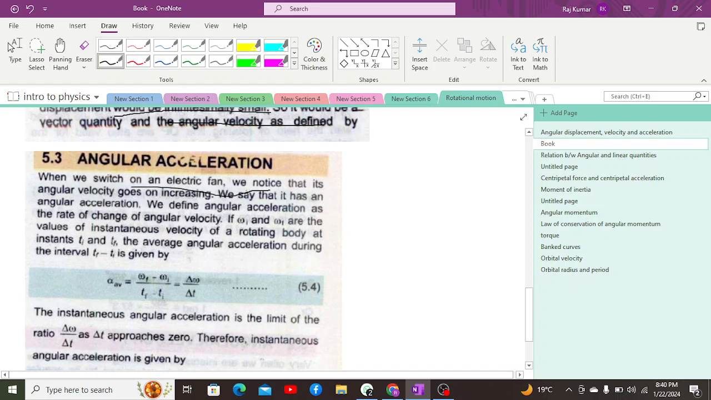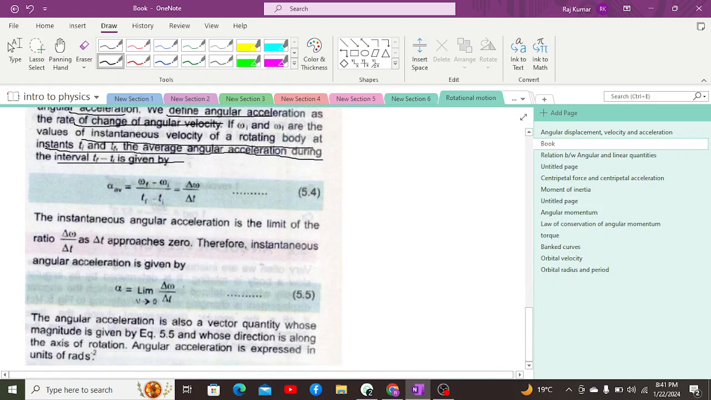When we switch on a fan, we notice that its angular velocity goes on increasing. We say that it has an angular acceleration. We define angular acceleration as the rate of change of angular velocity. If omega i and omega f are the values of instantaneous angular velocity of a rotating body at instants ti and tf, the average angular acceleration during the interval is given by omega f minus omega i upon tf minus ti. The instantaneous angular acceleration is the limit of the ratio delta omega upon delta t as delta t approaches 0.